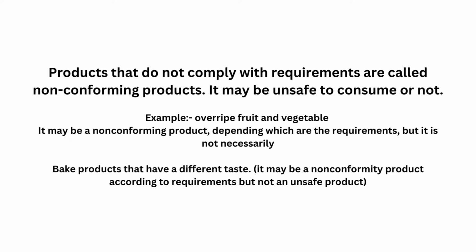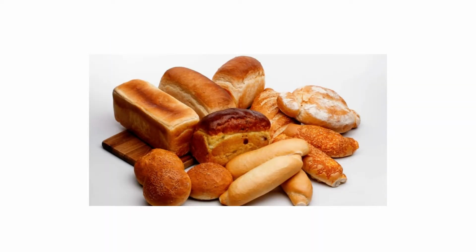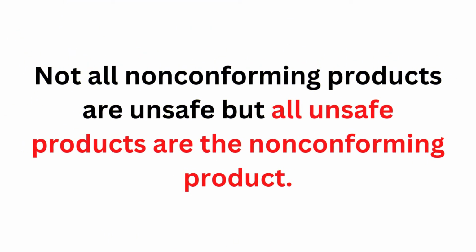Example: overripe fruit and vegetable. It may be a non-conforming product, depending on what the requirements are, but it is not necessarily. Baked products that have a different taste may be a non-conforming product according to requirements, but not an unsafe product. Not all non-conforming products are unsafe, but all unsafe products are non-conforming products.